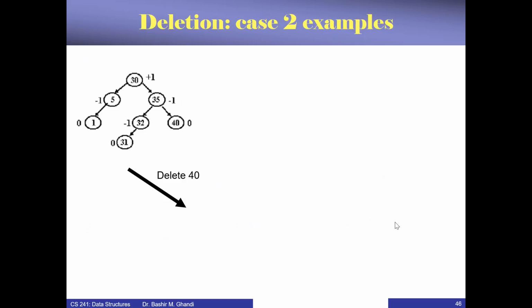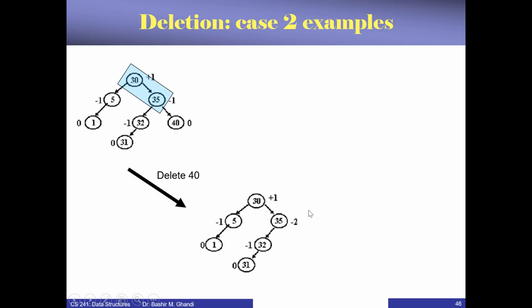Okay, let's take case number 2. Suppose we want to delete 40 from the following tree. Again, after deleting 40, you have to check all the ancestors of 40, meaning 35 and 30, one by one. If you delete 40, this is what you have. The balance factor of 35 has changed to -2. No change yet in the balance factor of 30. It is still +1, but we have to check it again after balancing 35.